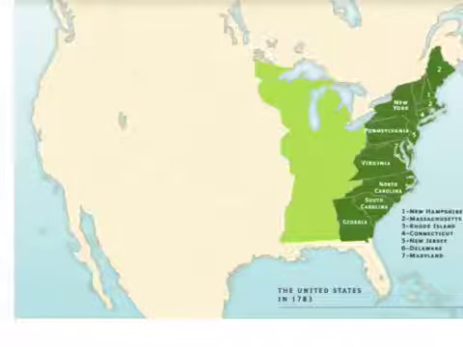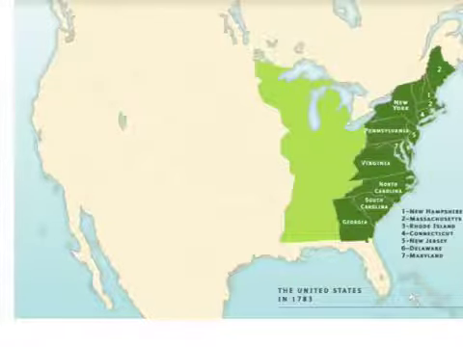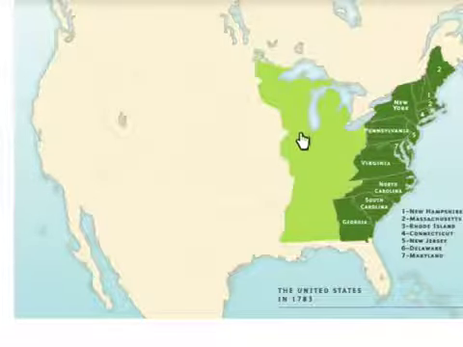Even though we had all of this territory here, these areas along the Atlantic seaboard were the only things that were primarily settled. 95% of the population lived here east of the Appalachian Mountains, which is a mountain chain that runs right along here like this. Okay? 5% of the population lived out in this area here, known as the frontier.